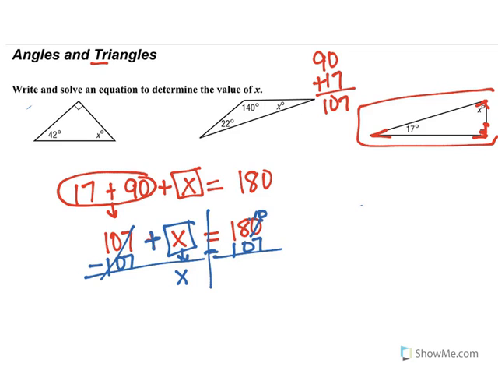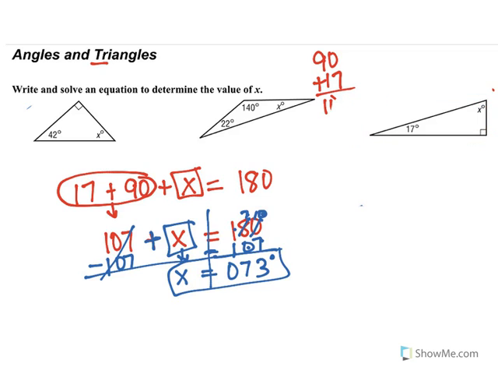All right, so let's do our calculations. 10 minus 7 is 3. 7 minus 0 is 7. 1 minus 1, 0. So that means, guys, that x equals 73 degrees. Again, I want to make sure that what I'm doing is correct, especially if this were in a test. So what I'm going to do is add 17 degrees plus right here, which is 90 degrees, plus the x, which we said was 73 degrees.